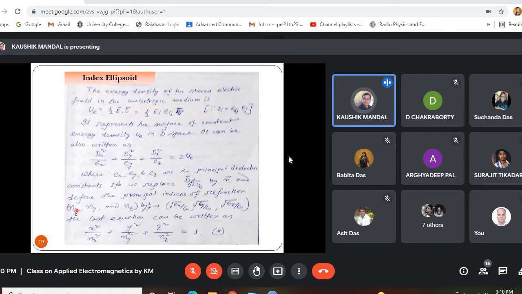As we know, the relation between the principal refractive index and the dielectric constant is nx equal to root of epsilon x by epsilon 0. Similarly ny is root of epsilon y by epsilon 0, and nz equal to root of epsilon z by epsilon 0. With these two considerations, D by root of 2 UE equal to r, and nx, ny, nz as above, we can rewrite this equation as x square by nx square plus y square by ny square plus z square by nz square equal to 1. So what about this general equation?